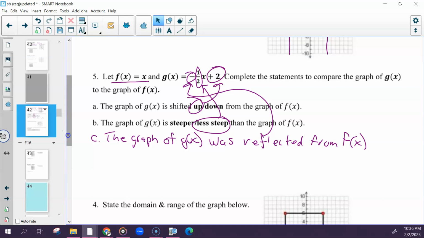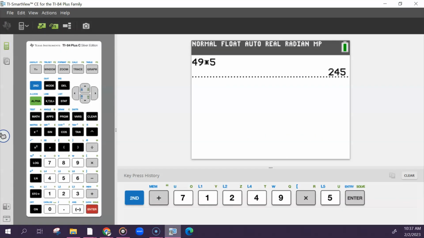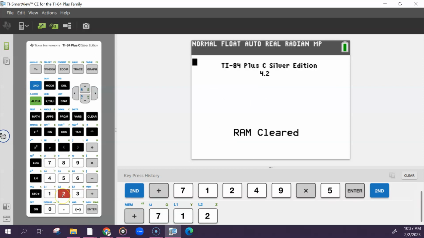So the first couple of problems we do are going to be me showing you how to do this, so it may feel a little long or a little boring. Just pay attention, and ask questions if you get stuck. We're going to first do this on the calculator, so let's reset our calculators first. Second plus 7 1 2.